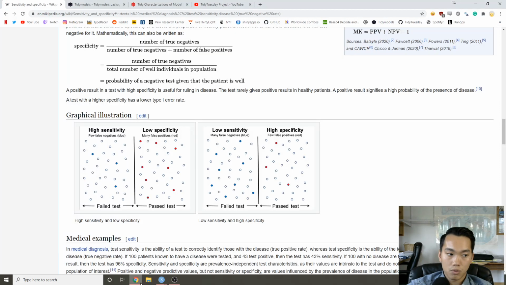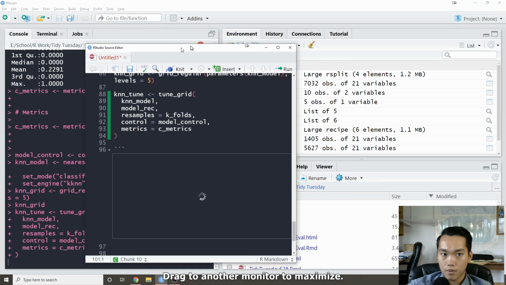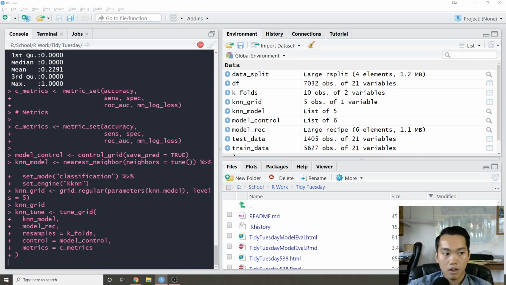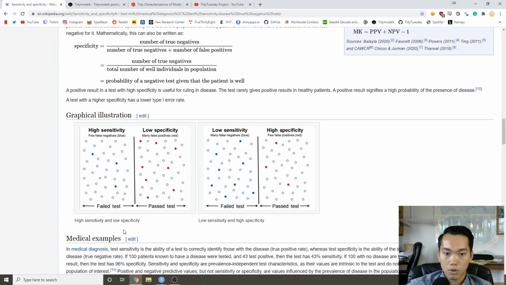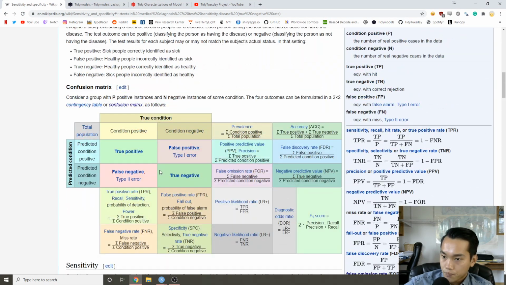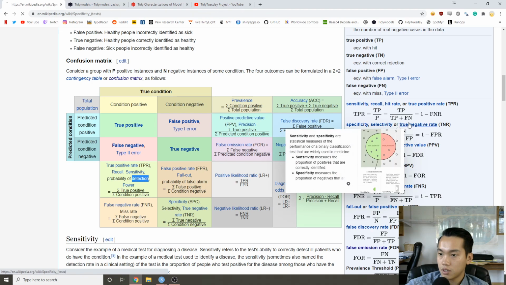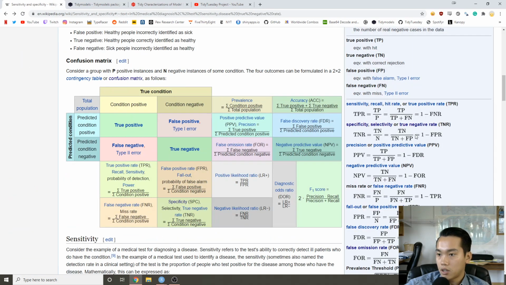So let's go back to our actual, I'm going to put this on my other monitor just so I can make sure that it runs. So we can also look at this. What is sensitivity? Sensitivity is the true positive over the total. So we can look at that true positive divided by true positive plus false negatives. We have the specificity, true negatives divided by true negatives plus the false positives. So right there, it's this column.